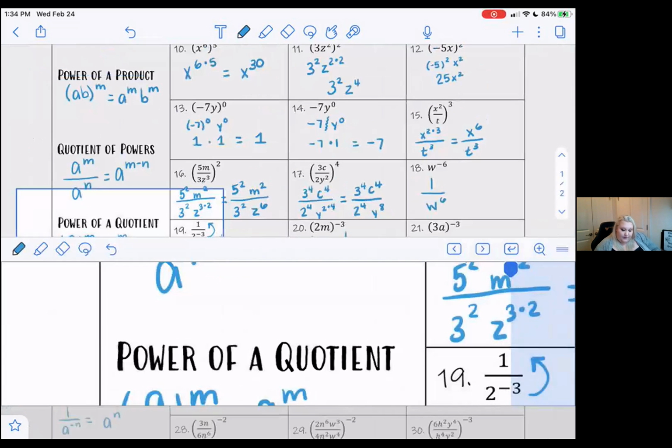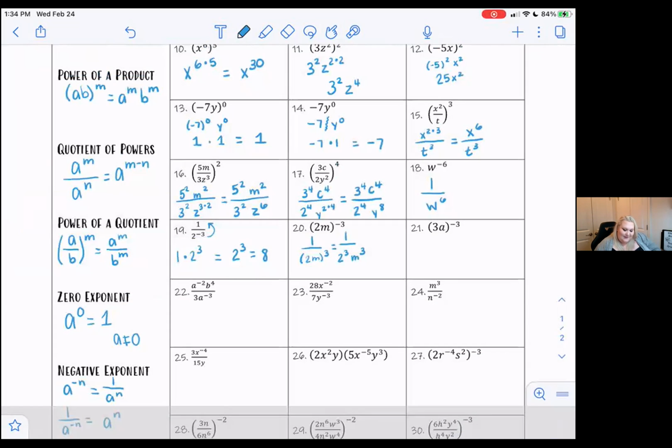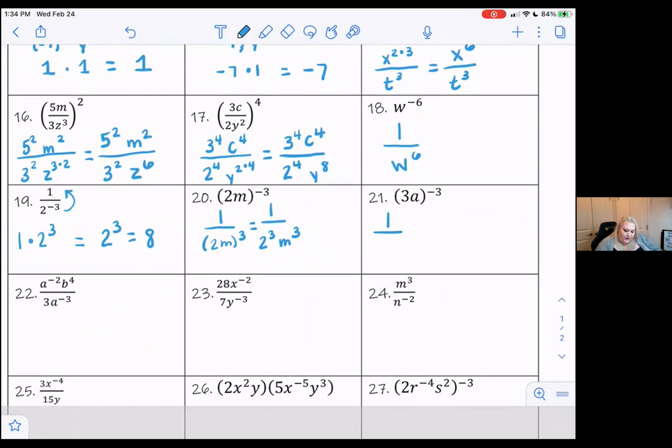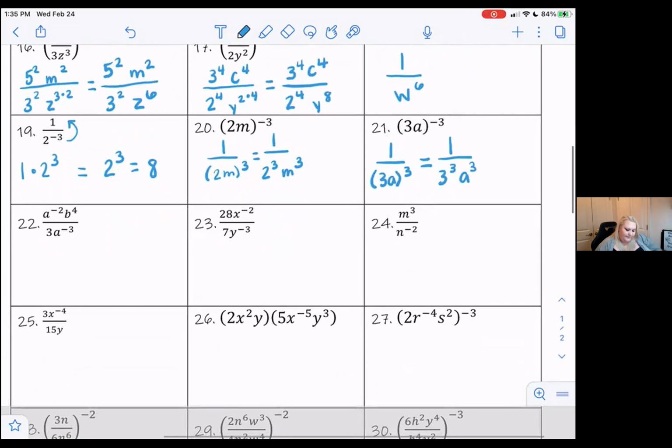Number 21, same problem. Same thing. I'm going to go ahead and take care of the negative first. I'm going to switch it to 1 over 3a all raised to the positive third, because I moved that whole thing down to the bottom. Because it's in parentheses, I no longer need to worry about that negative exponent. Now I'm going to go ahead and simplify. So I'm going to distribute the 3. So I'm left with 1 over 3 to the third power, a to the third power. You could simplify the whole number if I were to ask you to go into standard form.